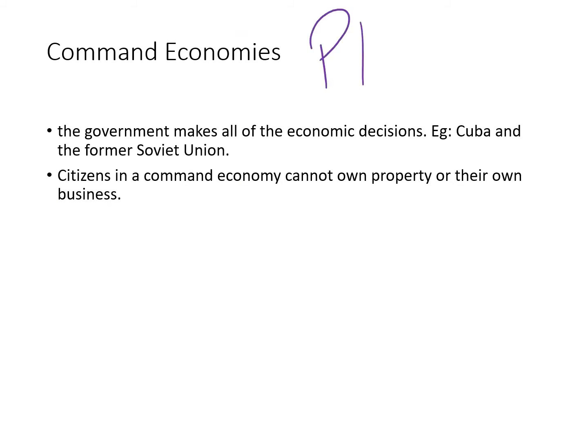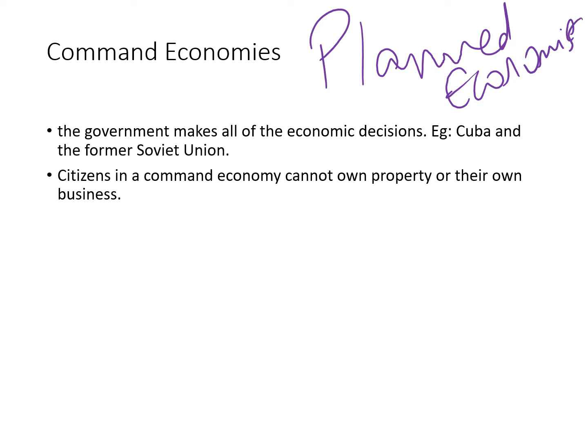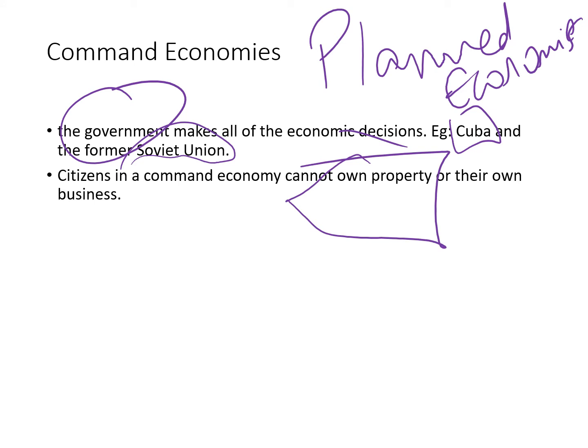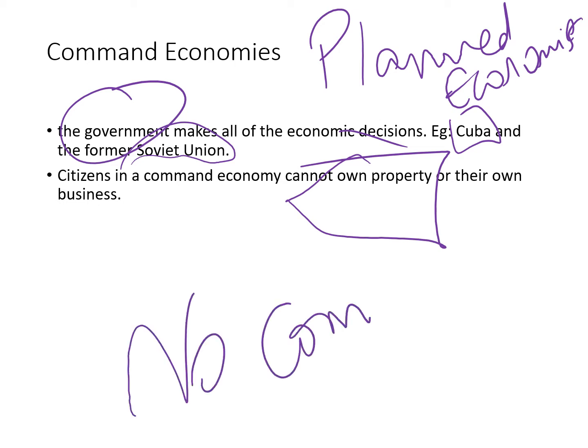Command economies or planned economies, it means I'm talking about the public sector. So the government is the one making all the decisions. An example would be Cuba, the former Soviet Union countries, and also I can add North Korea. Citizens in a command economy cannot own their own private businesses because all the businesses will be owned by the government. So one of the disadvantages would be that there will be no competition since everything is owned by one owner.